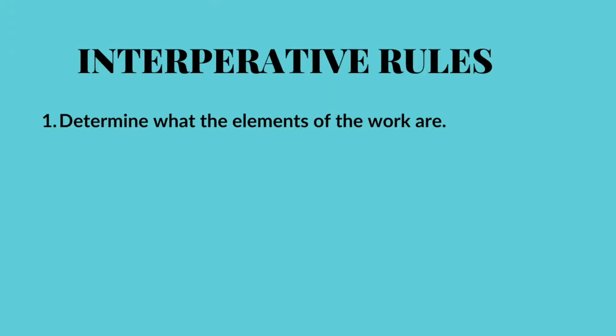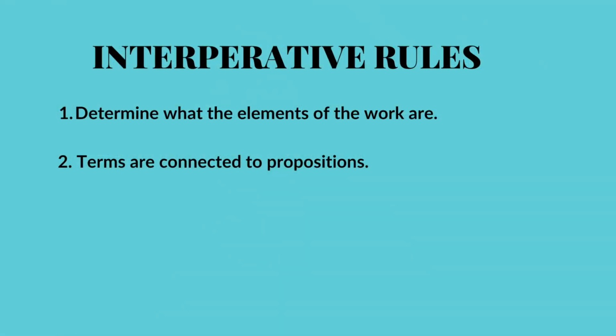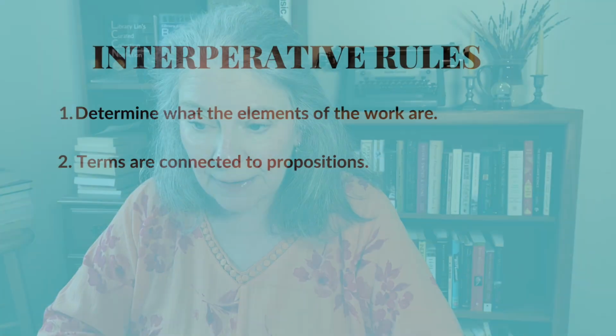Okay, now moving on to the second stage of analytical reading, interpretive rules. They have 3 things to keep in mind here. Number 1, determine what the elements of the work are. In fiction, that would be episodes, incidents, characters, their thoughts, speeches, feelings, and actions. Number 2, terms are connected in propositions. I'm not sure why they state things the way they do sometimes.